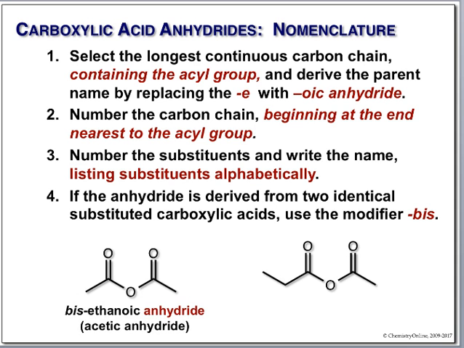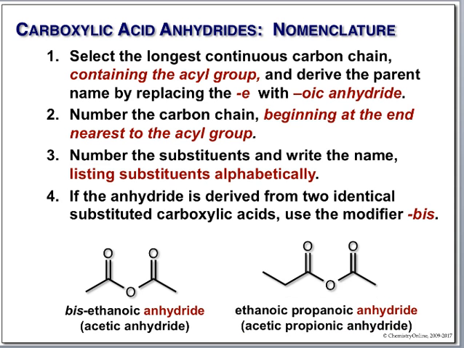Now here they're not the same, so we have to name them differently. This is going to be ethanoic. This is propanoic. So we'll arrange it alphabetically. Ethanoic propanoic anhydride. Any questions?